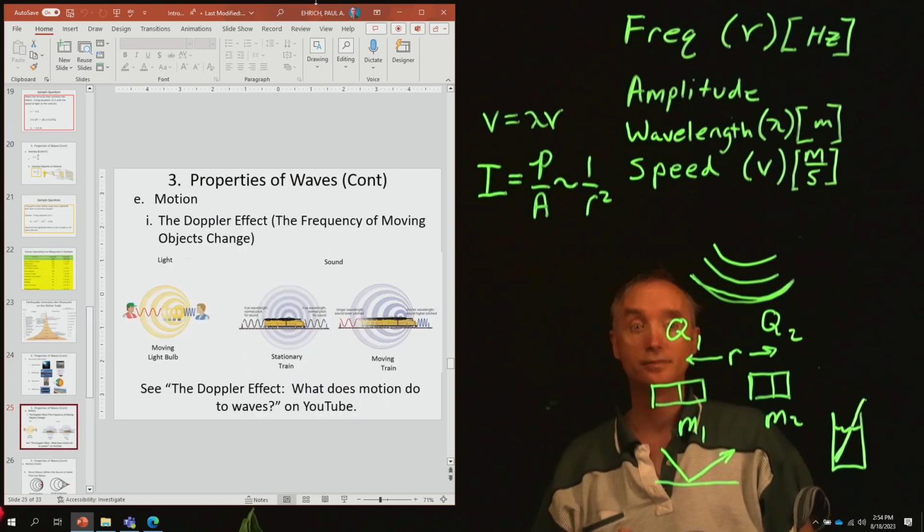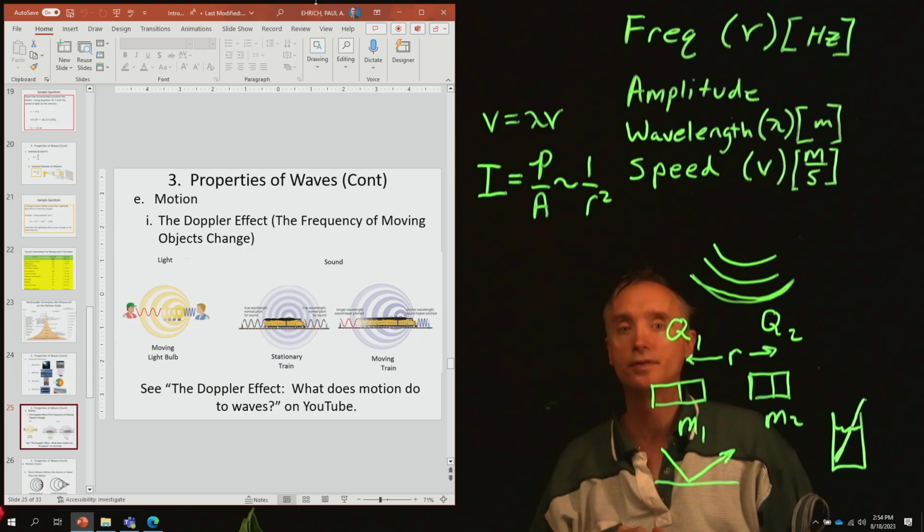All right, let's take a break. And when we come back, we're going to talk about the Doppler effect.